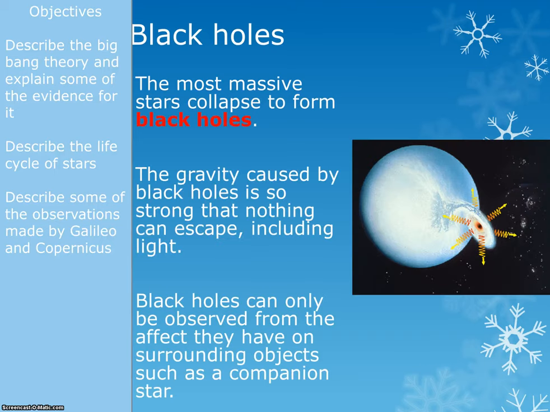black holes. So black holes are so concentrated, there's so much mass concentrated in such a small space that the gravity is strong enough to capture anything in it, including light, which is why we can't see them, because the light gets sucked in, so we can't see anything. The only way we can tell they're there is because of the way they affect things around them.